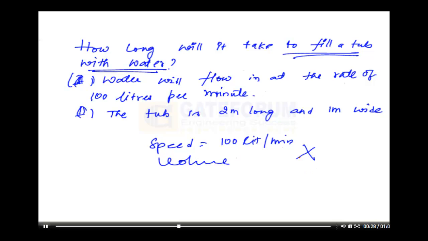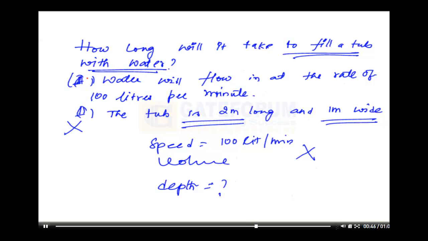Now let us look into statement 2. The tub is 2 meters long and 1 meter wide. So length is given, breadth is given, but we don't have any information about the depth. So we cannot find the volume, and also we don't know the flow rate by statement 2 alone. So only by statement 2 also we cannot answer.